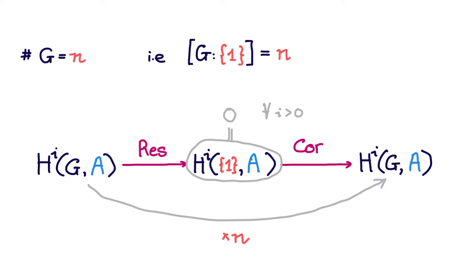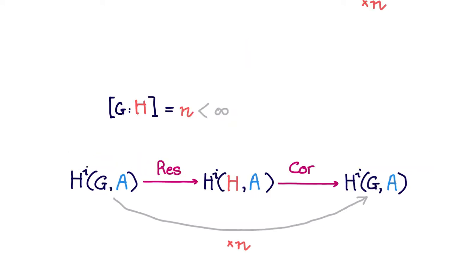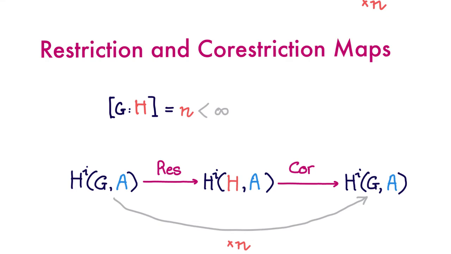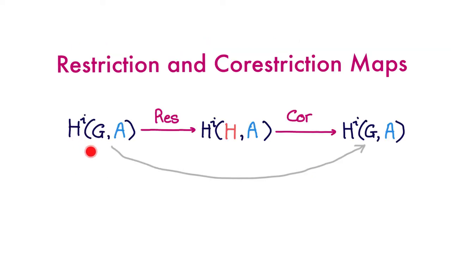We'll fill in the details of this proof in subsequent videos, but for now, let us introduce these maps that we have used here. These are called restriction and co-restriction maps. In general, if H is any subgroup of G and A is a G module, then we can always view A as an H module. And we can relate the cohomology of G with coefficient A with the cohomology of H with coefficient A via the following restriction and co-restriction maps. So let us first define the restriction map, and then we'll define the co-restriction map in the next video.